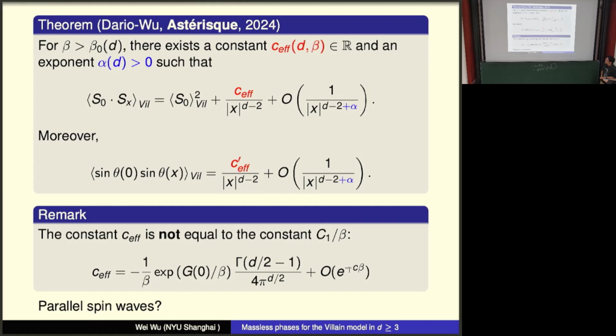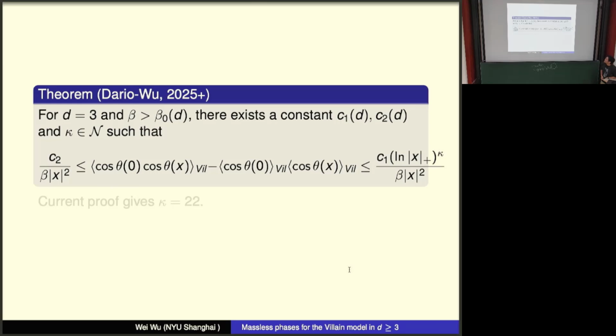Okay, so now we are left with the question of the parallel spin wave and what we can do. This is a paper in preparation in which we study the parallel spin wave for the Villain model in 3 dimensions, and we have almost obtained the optimal upper and lower bounds, except for logarithmic corrections. So the upper bound is different from the lower bound by a power of log. We have not tried to optimize over the log at this moment. So at present, there's this power of log, which is 22.